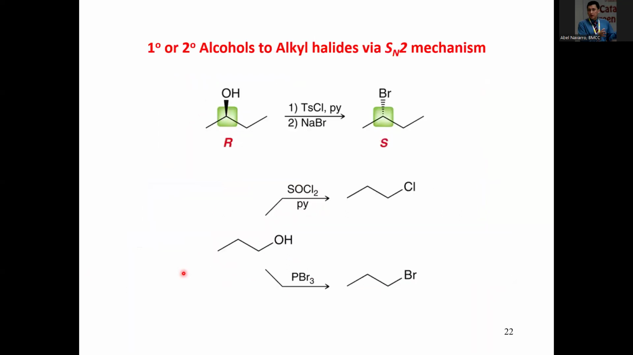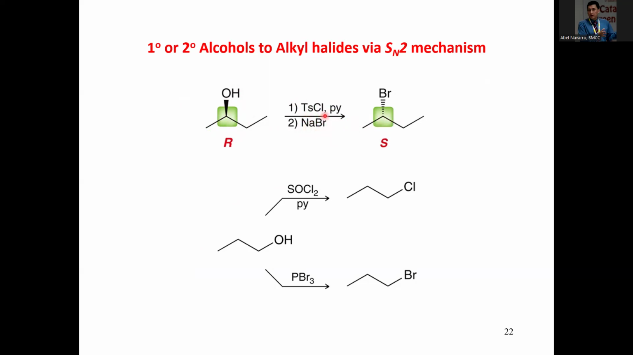Another conversion, how to convert alcohols to halides. We have done this reaction before, with tosyl chloride. You can tosylate the alcohol with tosyl chloride, and then once you have the tosylate, you substitute. It's an SN2 reaction. Remember, SN2 gives you full inversion. So if this alcohol is chiral, then it will be inverted in the product after the NaBr.